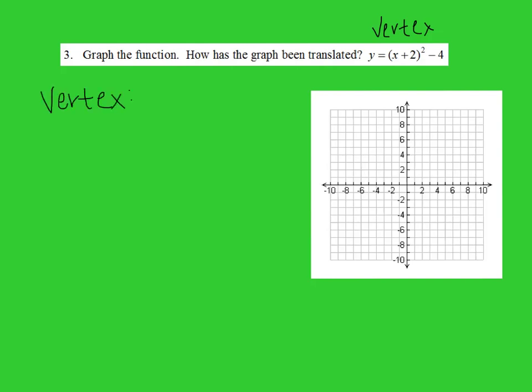We know that our vertex is -2, -4, because remember, you take the opposite of the thing inside and the exact thing outside. My axis of symmetry, we can figure out pretty quickly because it's x equals whatever the x-coordinate of my vertex is. So in this case, -2. I'm going to plot that. So -2, -4 is going to be right about there. My axis of symmetry has to go straight through that point.